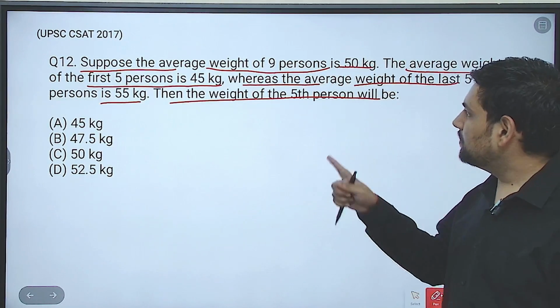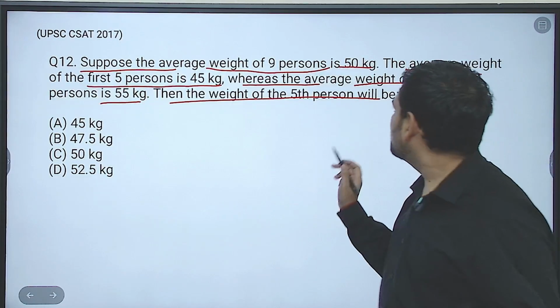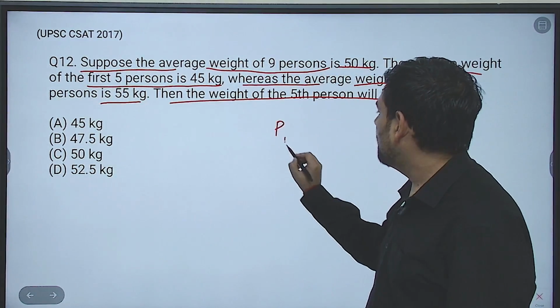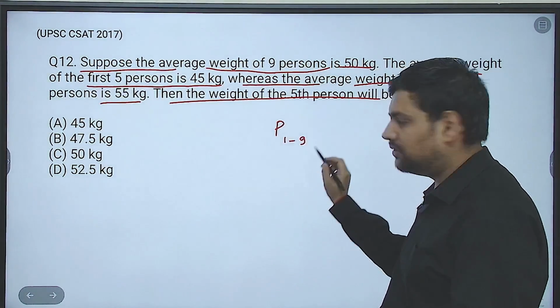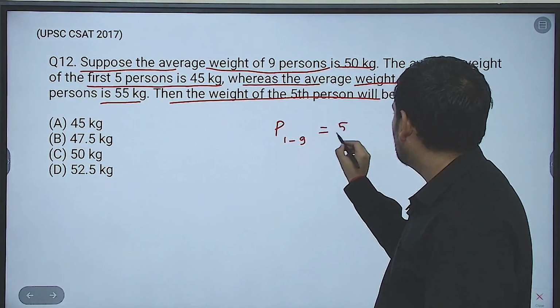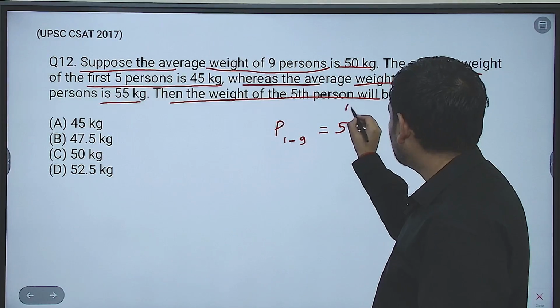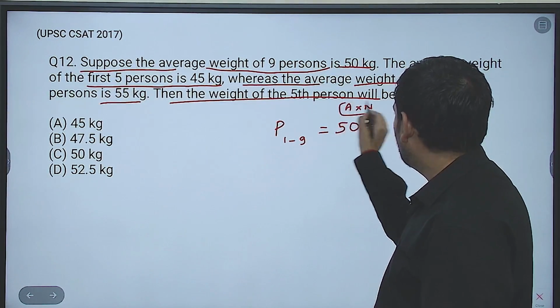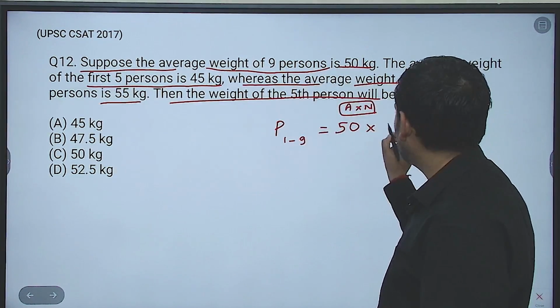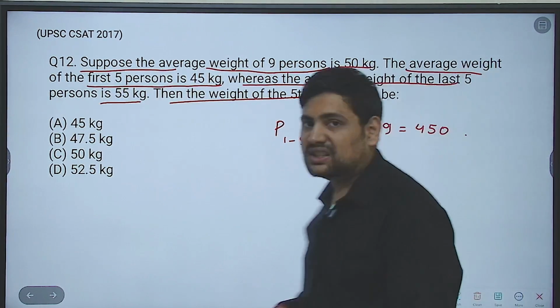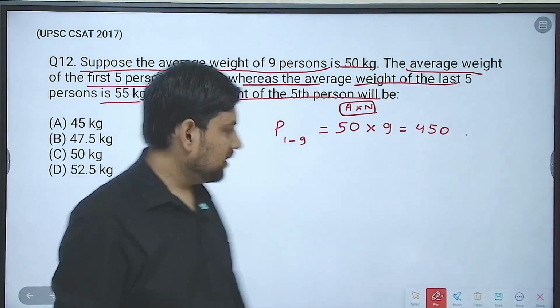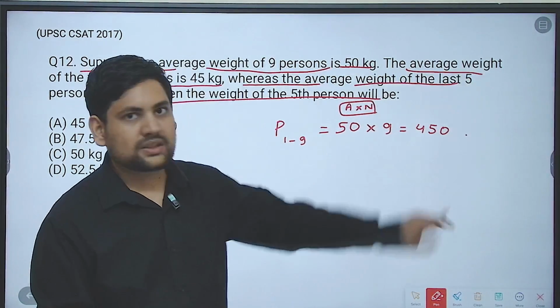Okay. Suppose the average weight of 9 persons is 50 kg. So person 1 to 9. I am writing the sum of persons from 1 to 9. This is equal to 50, the average, into n. So how many are there? This is for 9 people. So 50 into 9, this is equal to 450. That means the sum of weight of persons 1 to 9 is 450 kg.